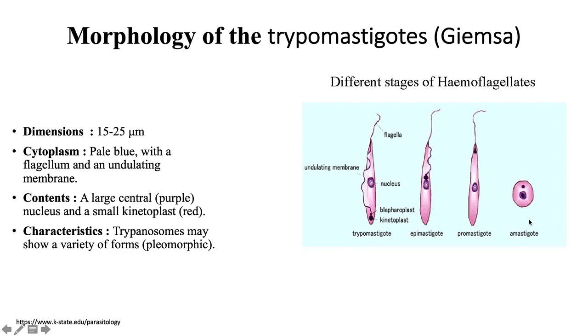Promastigotes and amastigotes look like growth stage, okay? Growth stage. This is unmotile, okay? Last slide, here's the slide as I mentioned here, purple nucleus, and as you can see here it can show various forms.